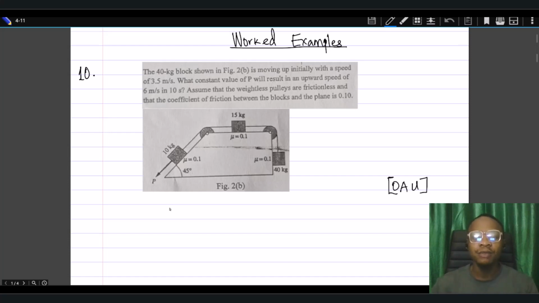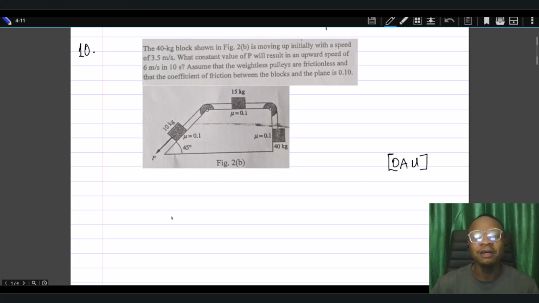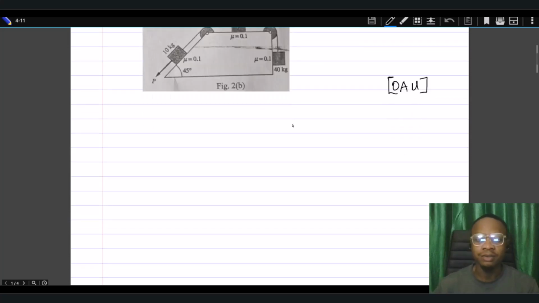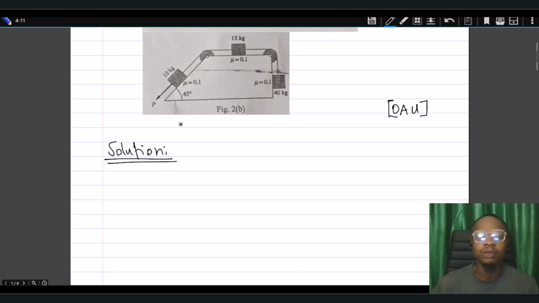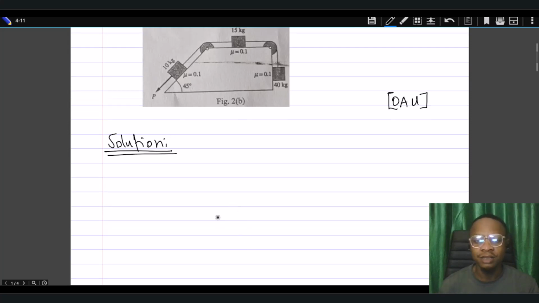So we will start off by considering the relationship between the accelerations in this system. So let us start off with that. For the solution to this problem, we will reproduce the diagram as it is so that we can label the accelerations appropriately. So firstly, we want to do a kinematic analysis. Reproduce the diagram as it is. So you can pause the video at your end and just do that first.